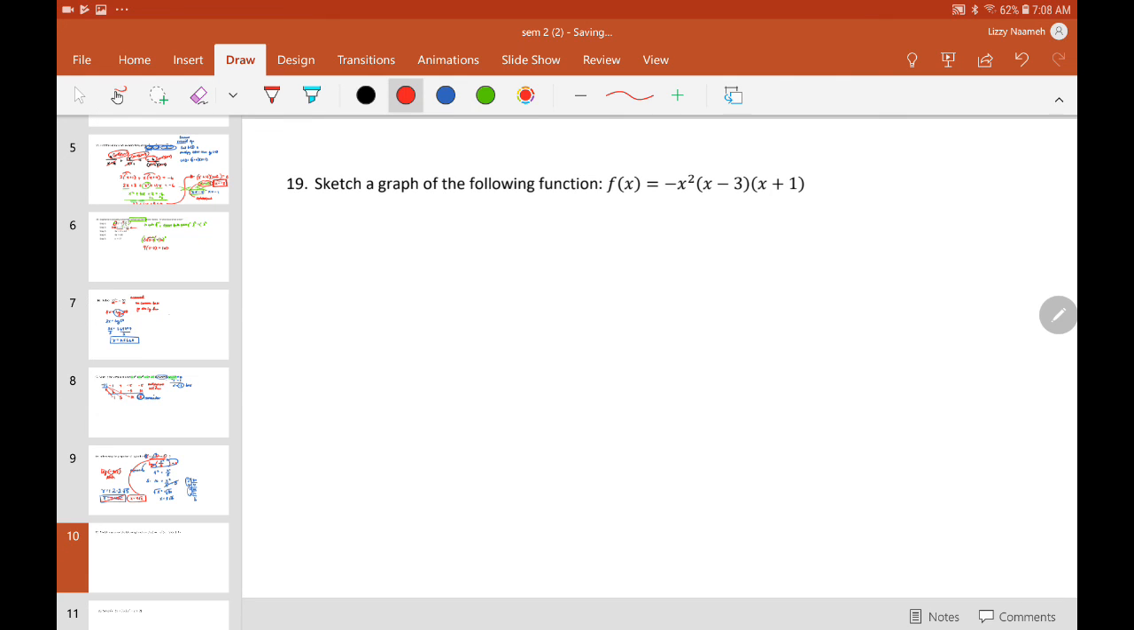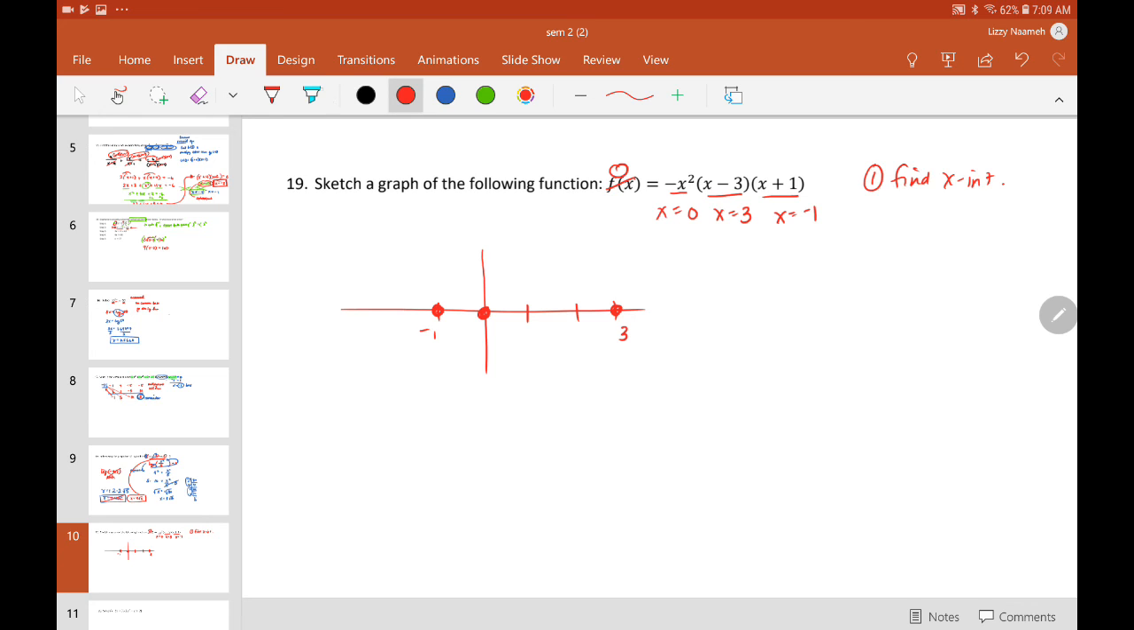Okay, number 19 says sketch a graph. So to sketch this graph, I'll start on the rightmost. I'll first find, number 1, my x-intercepts. So I can see here that I have 1, 2, 3, 1 for each x-intercept at x equals 0, x equals positive 3, and x equals negative 1. I get that by setting this equal to 0. So I'm going to draw them in.